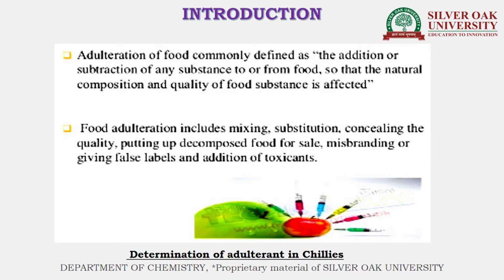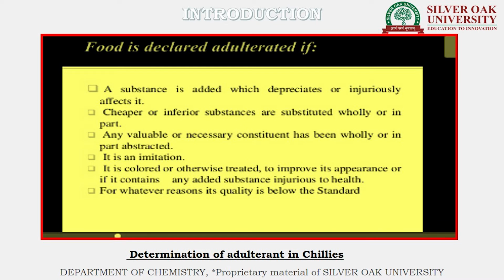Food adulteration generally includes addition, substitution, removal, putting of some decomposed food, misbranding, giving a false label, or addition of some toxic substance. When we consider that food is adulterated, there are certain points. If these points are followed, the food is considered as adulterated food.